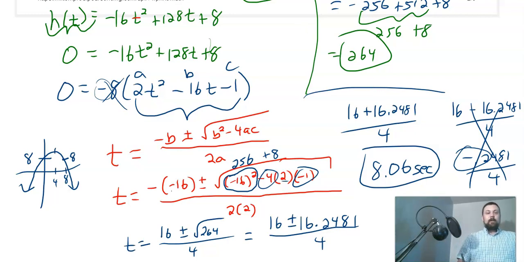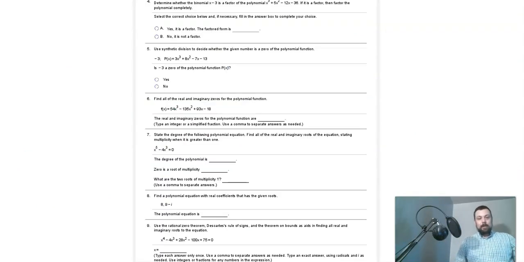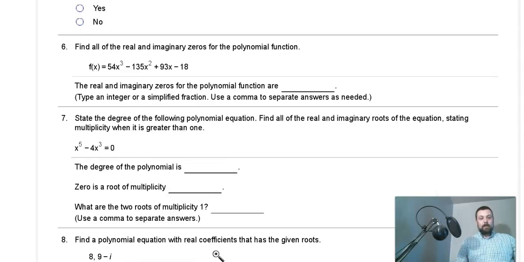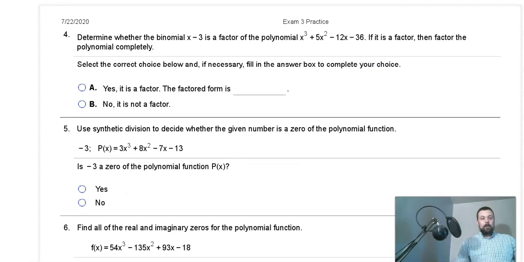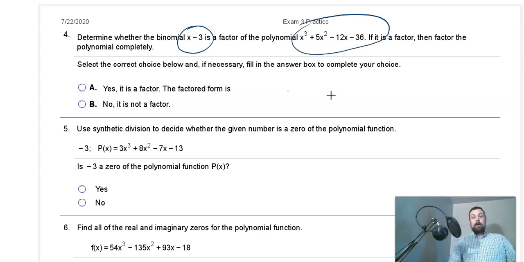Okay, let's take a look at another example on the test. All right, number 4. So these are going to go a little bit more quickly, I think. So here we have x minus 3. We want to know if that's a factor of this polynomial. The way you're supposed to check is to divide. And the way you want to divide is to use synthetic division.